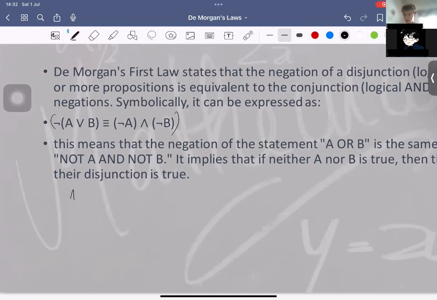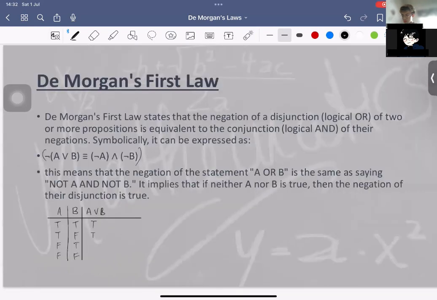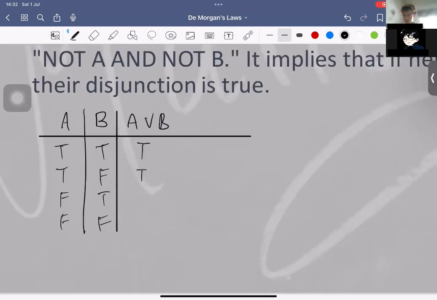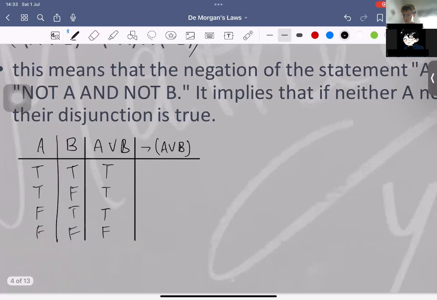Let's say A, B. So this is true, true, true, false, false, true, and false, false. A or B will be: true, true, we get true; true, false, we get true, because this is a disjunction; false, true, we also get true; false, false, we get false. We negate this A or B, and we will get false, false, false, and true.